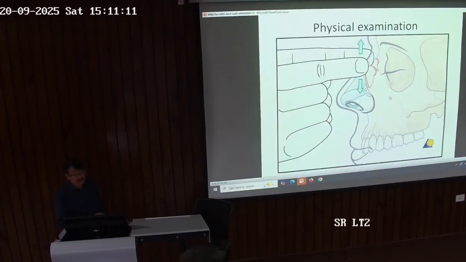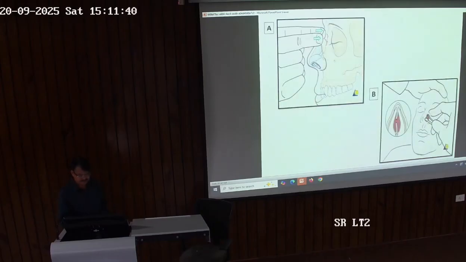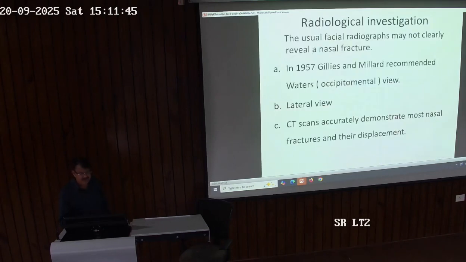This diagram shows how clinically we diagnose the fracture of the nasal bone. Index and thumb are placed on both sides of the nasal bone and moved side to side. If the bone is fractured, a clicking sound is present on examination. These are the different methods of how to diagnose the fractured nasal bone.